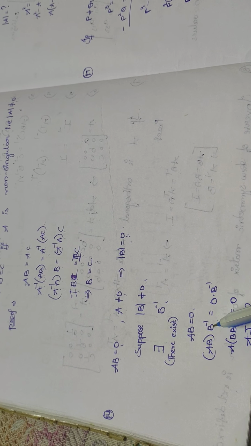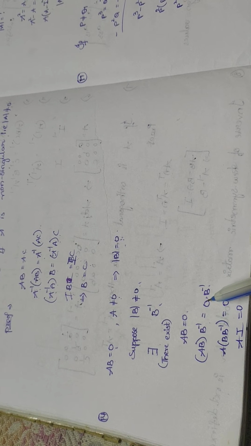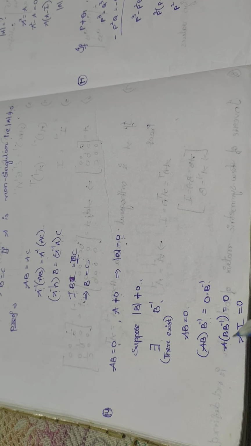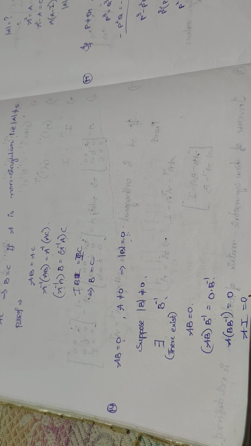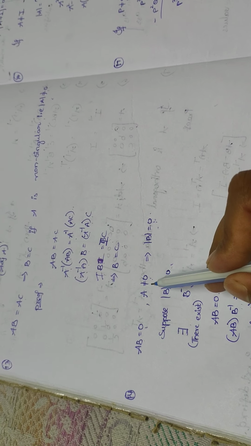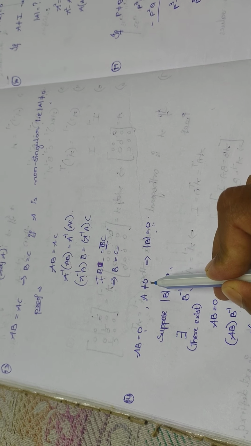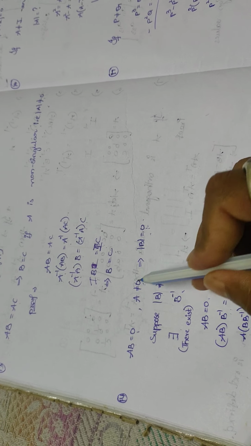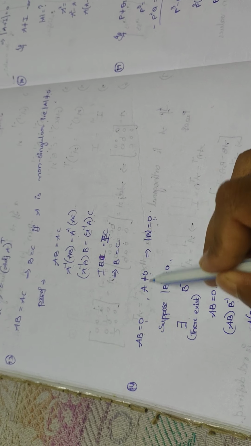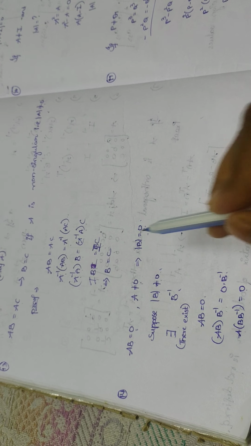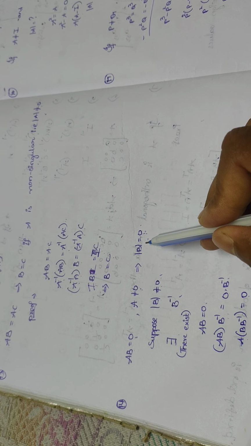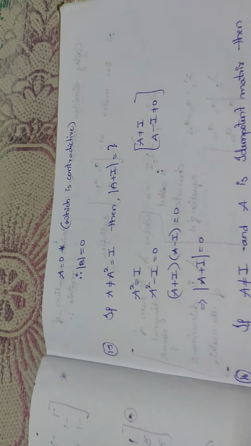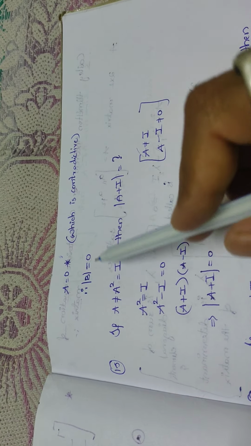A into B inverse is equal to O into B inverse. A null matrix multiplied with any matrix gives a null matrix only. So B into B inverse is equal to I, so AI is equal to O. That means A is equal to O. But what they gave? A is not equal to O. So suppose determinant of B is not equal to 0, it is a contradiction to the given condition. So obviously we should consider determinant of B equal to 0.